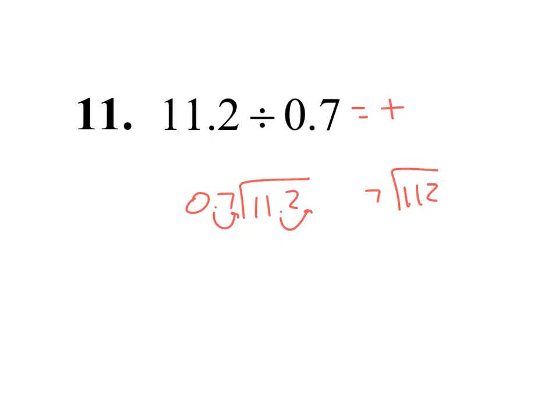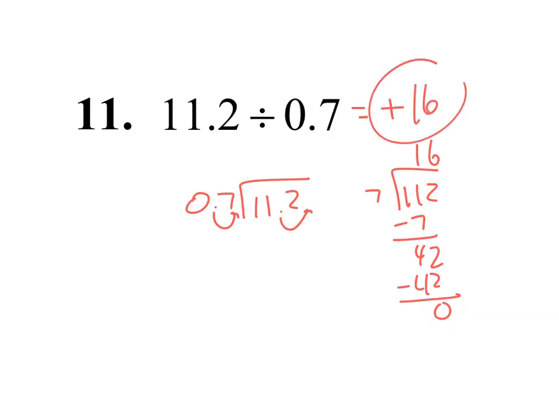So 7 will go into 11 one whole time. 1 times 7 is 7. Subtract those, I get 4. Bring down the 2. 7 will go into 42 6 whole times. 6 times 7 is 42. Subtract those, I get 0 as my remainder. So my final answer of 11.2 divided by 0.7 is 16. That's my final answer. Okay, number 12.